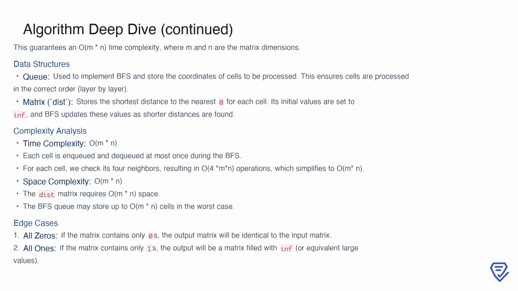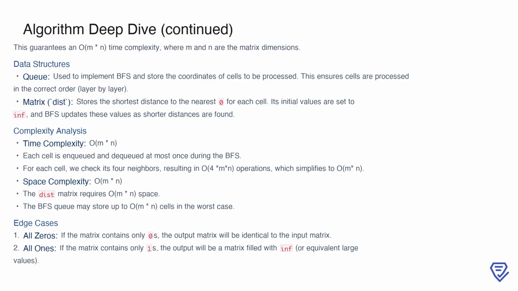Space complexity is also O(m*n), as the dist matrix requires this much space, and the BFS queue can store up to O(m*n) cells in the worst case. To implement this, we use two key data structures. First, a queue is used for the BFS process, ensuring cells are processed in layers, starting from the nearest 0 cells. Second, the dist matrix is updated to store the shortest distances to the nearest 0 as they are found.